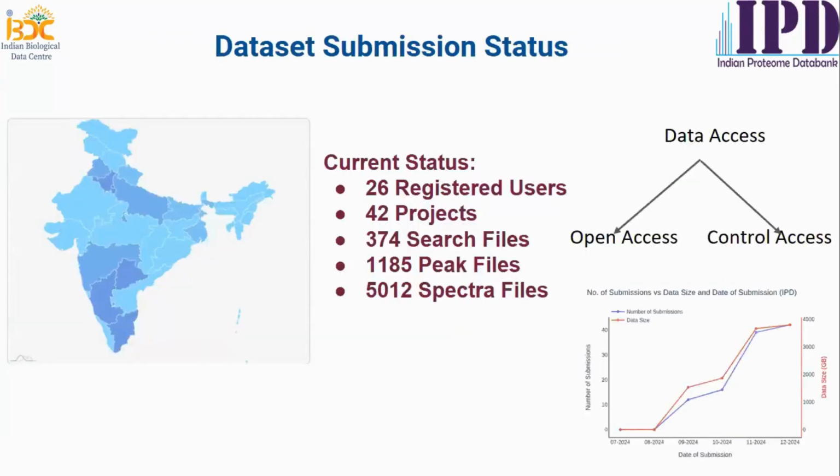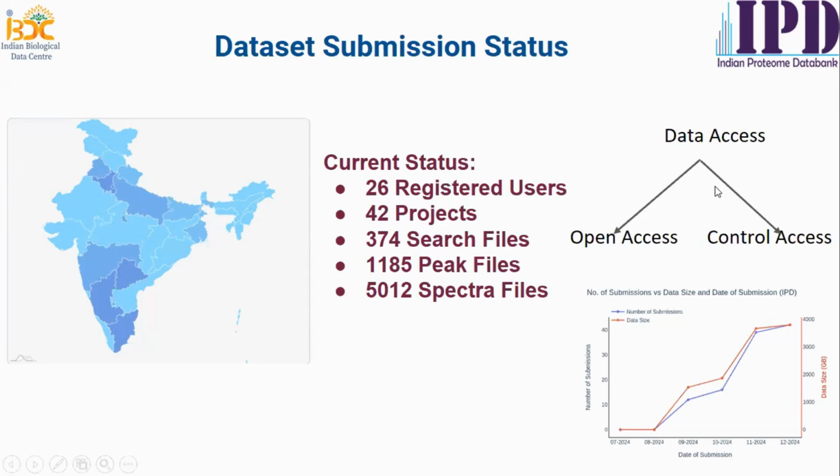At the current status, after inception in July 2024, users are spanning throughout India, and currently we have around 26 registered users, which have submitted around 42 projects. And if we look at the file level, there are 374 search files, 1185 peak files, and more than 5,000 spectra files.